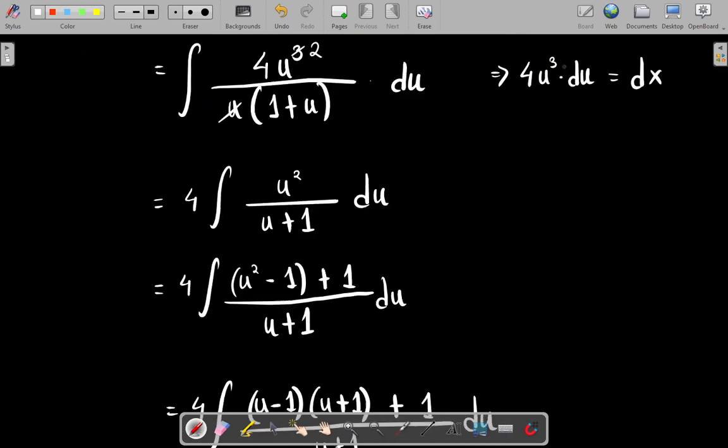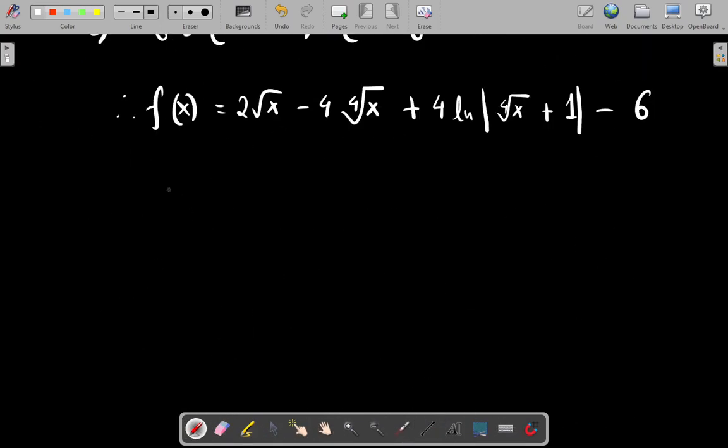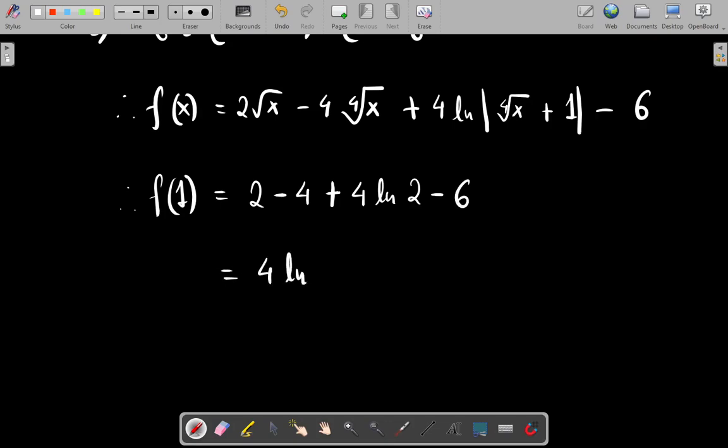Now we need to find the value of f(1). So we just need to put x equal to 1 in this expression. This will become 2 times 1, so this is 2. Similarly, this is 4 times 1, so this is -4, plus 4 ln(1 plus 1), that is 4 ln 2, minus 6. So this becomes 4 ln 2 minus 8. If we take 4 common here, this becomes 4(ln 2 minus 2). Okay, so this is the required answer for f(1).